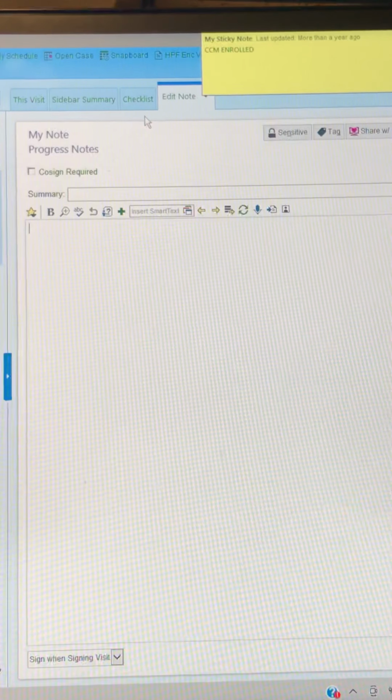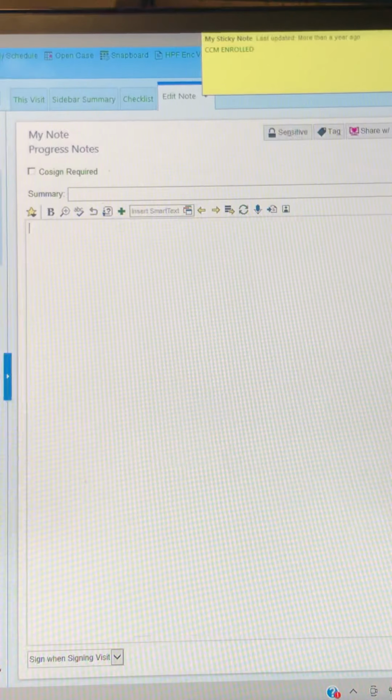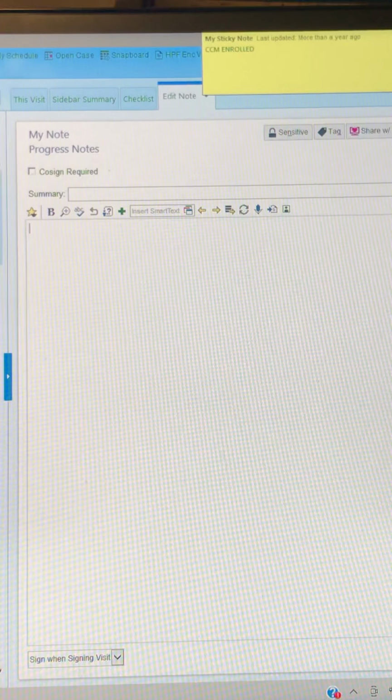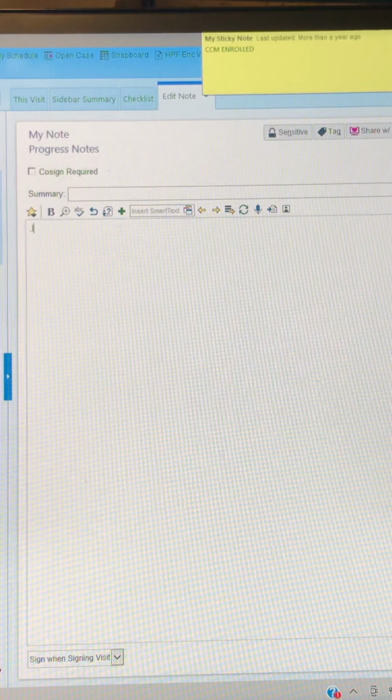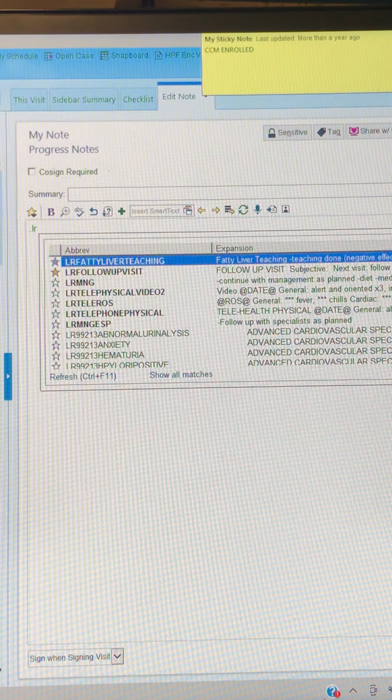These are not guidelines. This is just ways of how a primary care provider might approach an issue. And I would like to talk about prediabetes today. Prediabetes is a condition where there's basically insulin resistance.